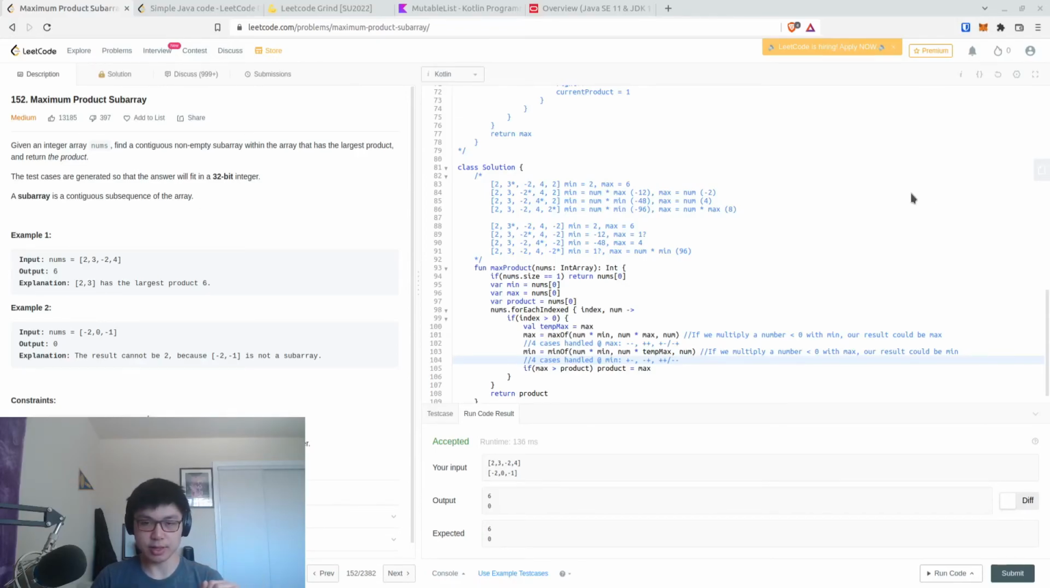The 2 scenarios here for the maximum are number times min, number times max. For number times min, min could be a number that is less than 0, and our number could be a value that is less than 0. If both cases are true, we have a potential for a new maximum. Likewise, if our number is greater than 0 and our maximum is greater than 0, then we have a potential new maximum there. Both of those situations constitute a situation where we are continuing our subarray. So 2 scenarios there.